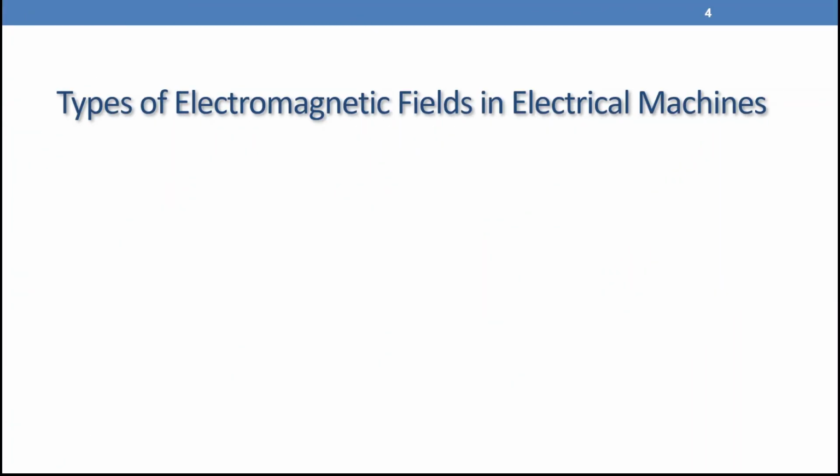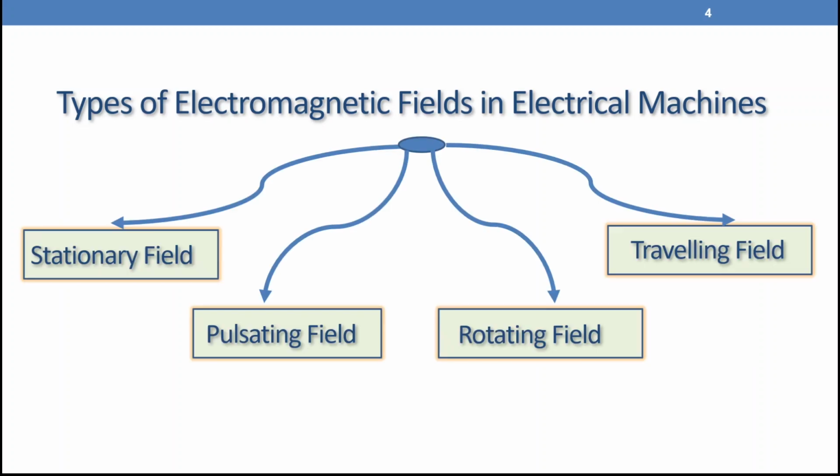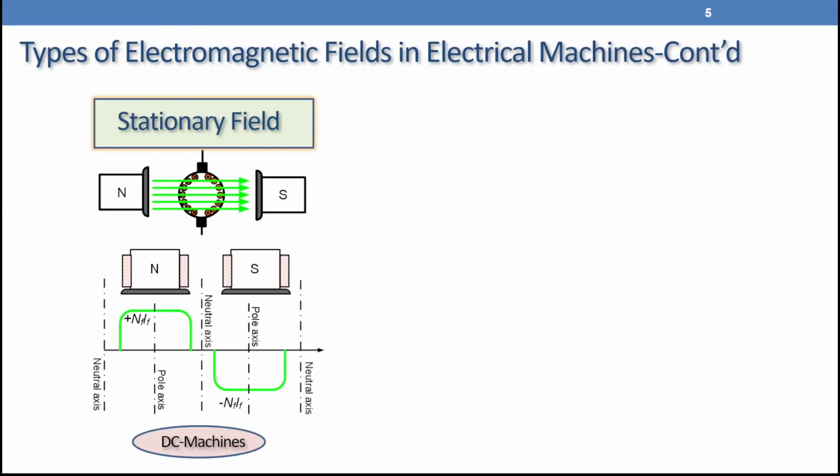What are the types of electromagnetic fields in electrical machines? We have 4 types: stationary field, pulsating field, rotating field, and traveling field. Our main target is the rotating field, but we are going to have a highlight about each type. Let's start with the stationary field.